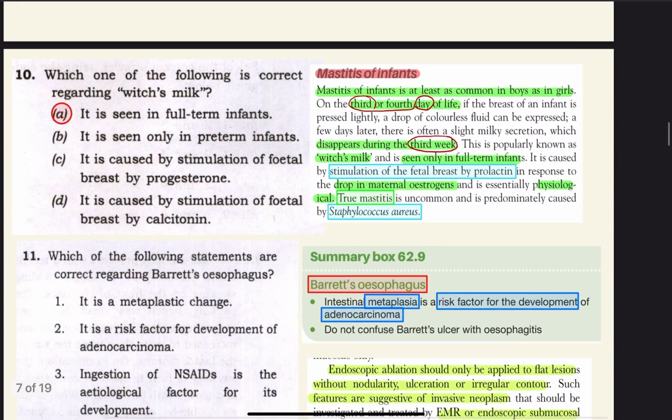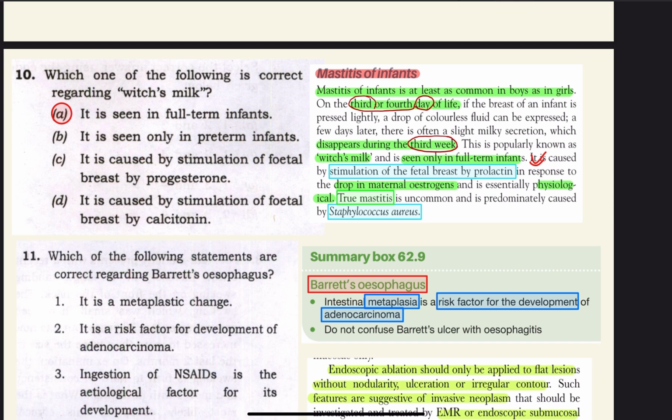Now is question number 10. Which of the following is correct regarding witch's milk? This is taken from the 27th edition of Bailey. Mastitis of infants is common in boys and girls both. It is seen on the third and fourth day of life. The keyword is that it is seen only in full-term infants. Most diseases occur in premature infants, but this is not a disease; it is just a physiological change.